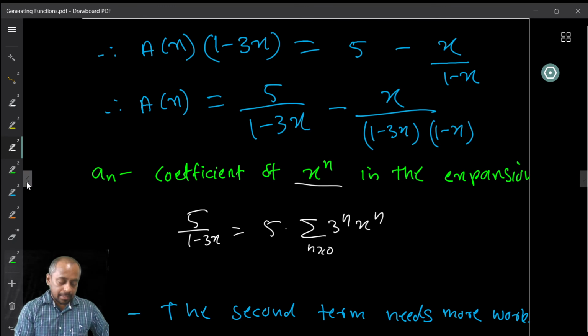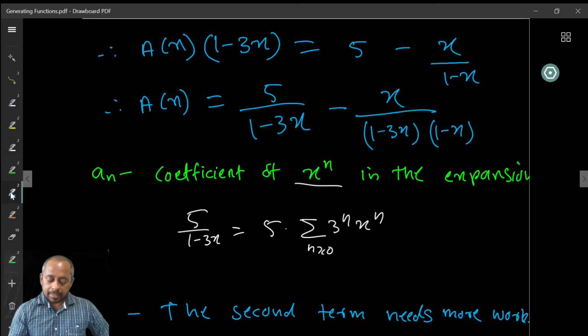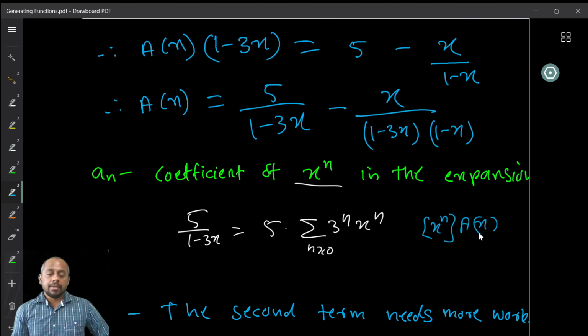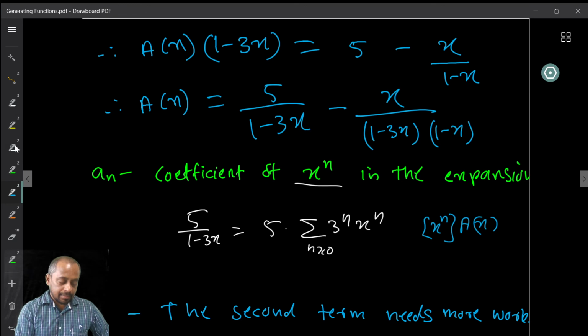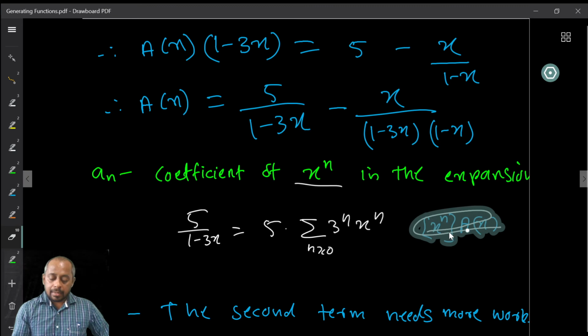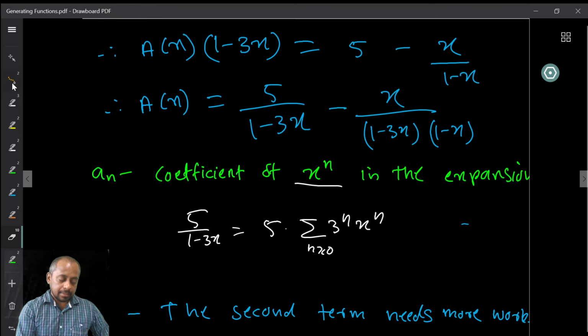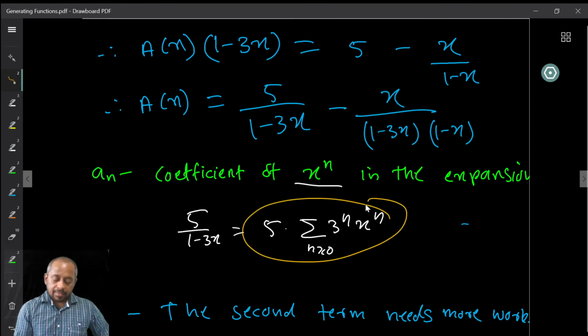So I use this notation. If you have a function A of x, then the coefficient of x raised to n in this function I write like this, okay? This says that I am extracting the coefficient of x raised to n from A of x. So we are not looking at A of x here. We are looking at the coefficient of x raised to n in this function. So that is precisely 5 into 3 raised to n.